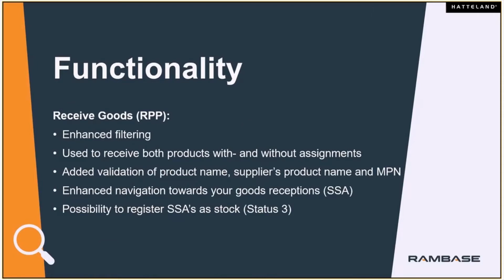So what we have changed and added to this new application is, for example, enhanced and easier filtering. RPP is used both for receiving products with and without assignments. This I will show you later on in the system. We have also added the possibility to validate fields such as product name and supplier's product name, and you can also easily inspect and follow up your own goods receptions. We have added a new function that can automatically set the goods reception, or SSA, to status 3, registered as stock.